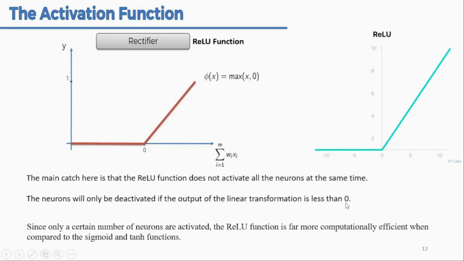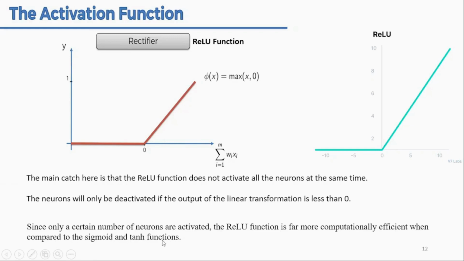So if you look at the values, they may be from -1 to 1. All the output values between -1 and 0, that is less than 0, will be deactivated. Since only a certain number of neurons are activated, the ReLU function is far more computationally efficient when compared to the sigmoid and tanh functions.